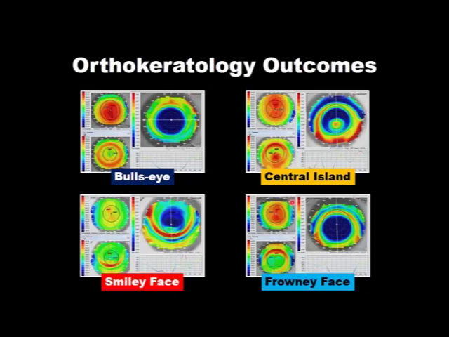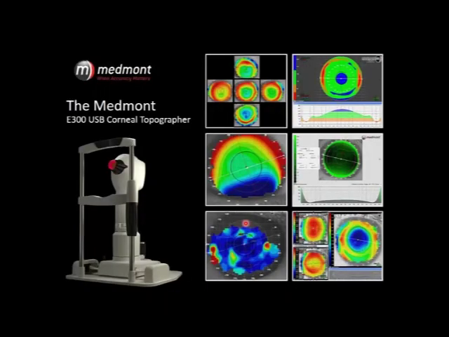And the Medmont, as you can tell, gives you such beautiful appreciation of what we have. Is it the ideal bullseye? Is it that high riding smiley face outcome? Is it central steepening? Is it a central island? Is it a good bullseye that's riding a little bit on the low side? Is it a frowny face? So the Medmont Topographer is one of those tools that really helps us in specialty contact lens practice.